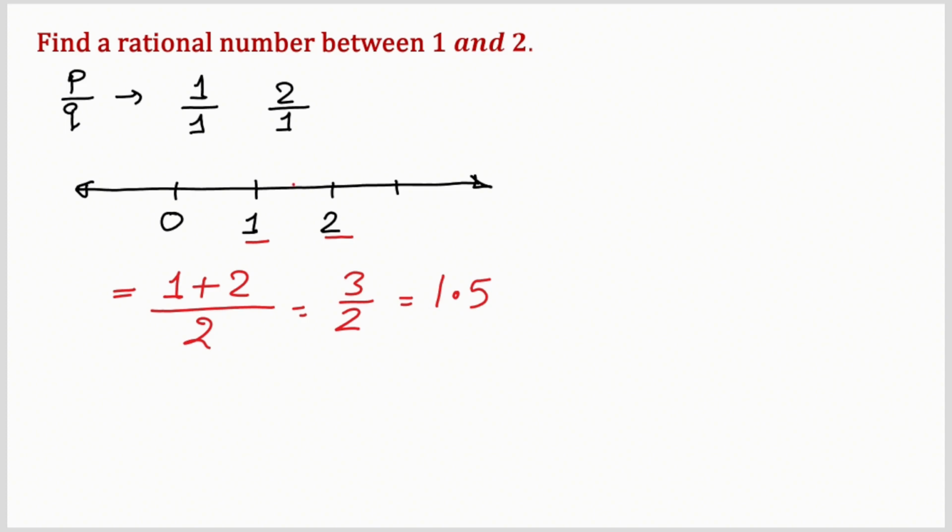So we now know where 1.5 comes on the number line. Here it is, 1.5. Let's give the name point A to this number. So this is point A, which lies in between 1 and 2.